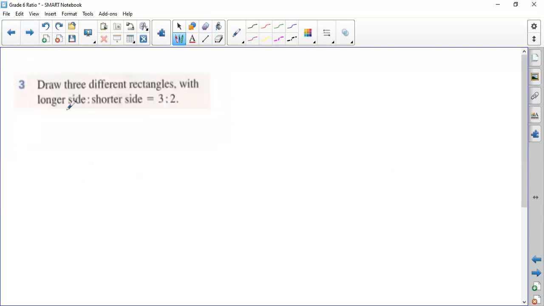Exercise 3, we have to draw 3 different rectangles with longer sides with this ratio. It means the longer side to shorter side is 3 to 2. So what does it mean? If the longer side is 3 centimeters, the shorter one will be 2. We must find some equivalent ratios. If I enlarge this ratio by 2, if one of the sides is 6 centimeters, the other one will be what? 4.